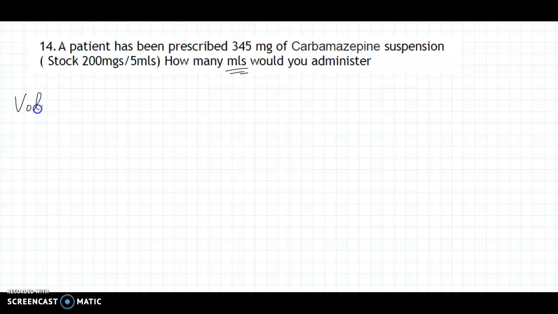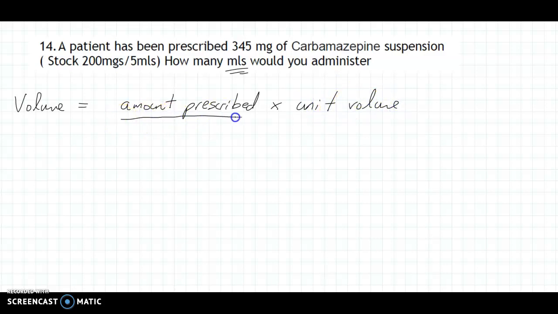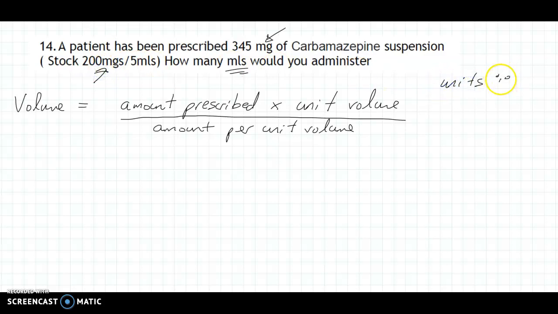Need our volume formula. The volume required there is the amount prescribed multiplied by the unit volume, all over, or divided by, the amount per unit volume. And before we go filling in the formula, let's do a unit check. We've mg's here, and we've mg's here. So our units, we're happy with our units.